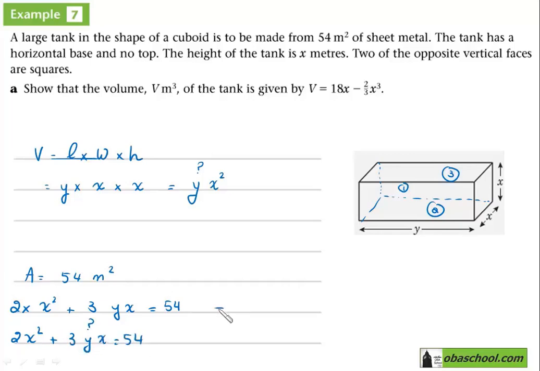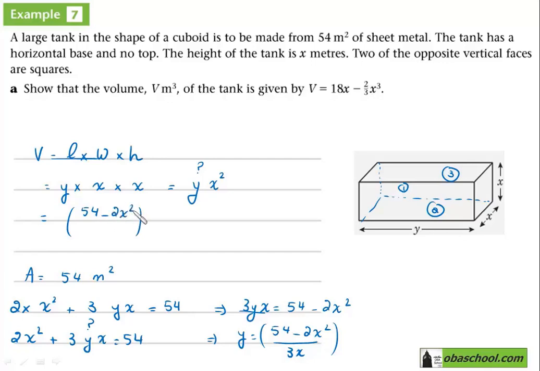Remember, we want y, so let's organize it. 3yx equals 54. We subtract 2x squared from both sides, so minus 2x squared. We want y to be alone, so we divide both sides by 3x. y is equal to (54 minus 2x squared) over 3x. Now we substitute here. In the volume, what is the value of y? It is (54 minus 2x squared) over 3x, multiplied by x squared.